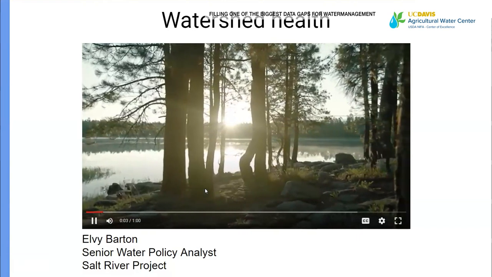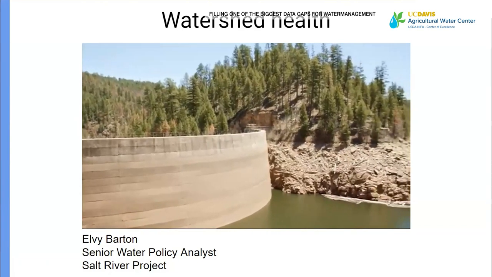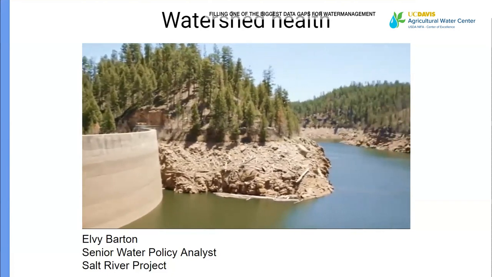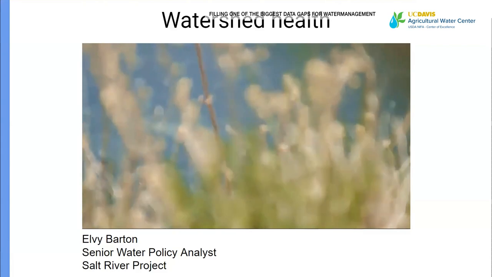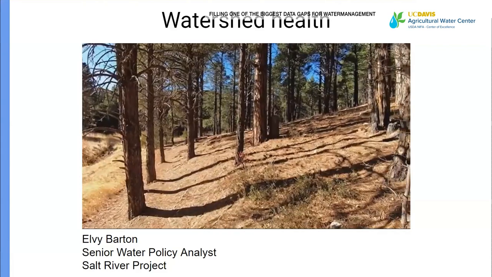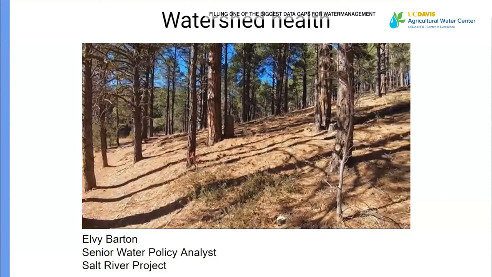Clear Creek watershed. This is one of our most at-risk watersheds because our dam here is completely surrounded by ponderosa pine forests that are in an unhealthy state. With increasing temperatures, we're having increasing variability of droughts, and unhealthy forest has fuel for large catastrophic wildfires.